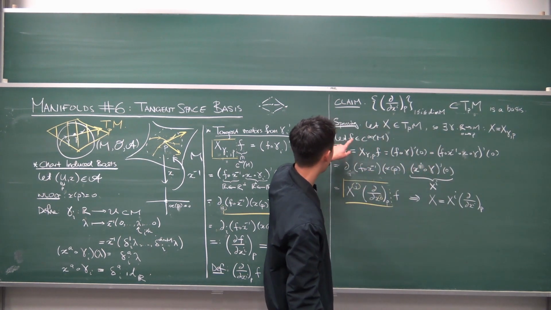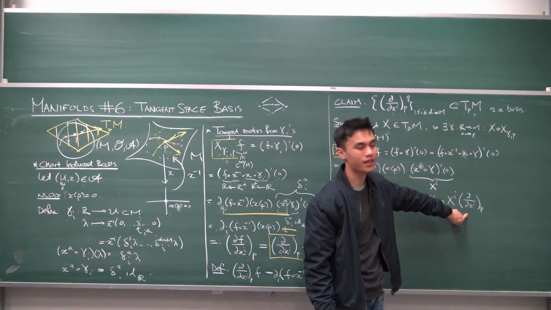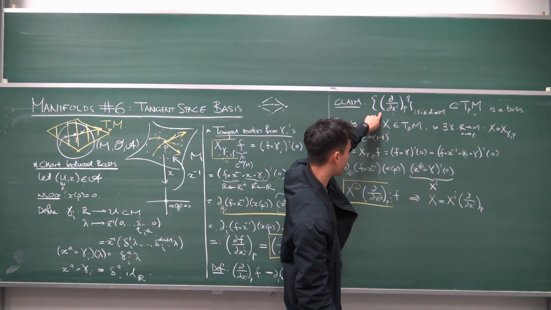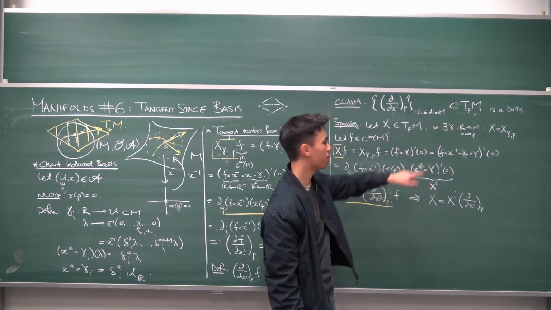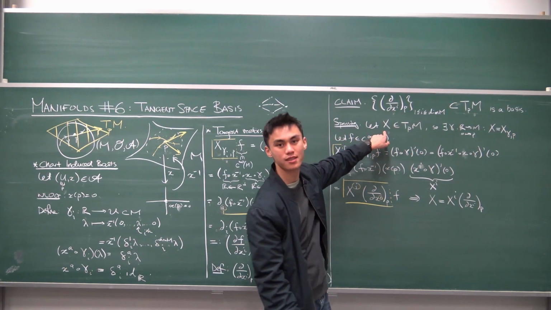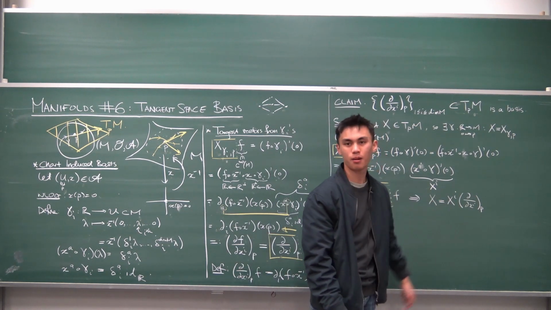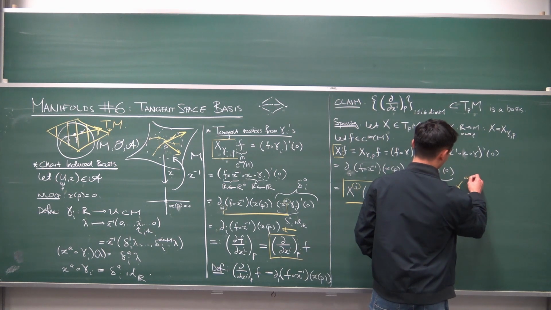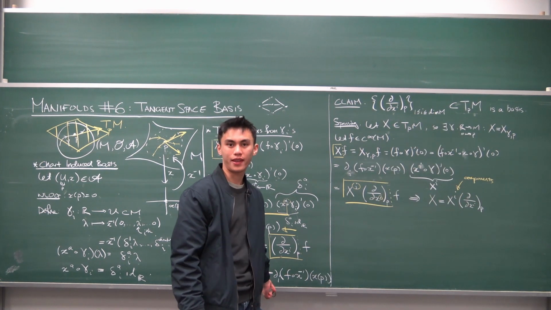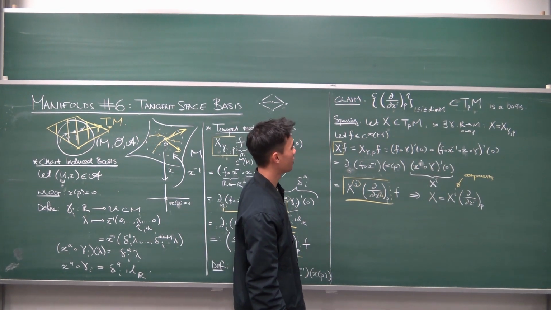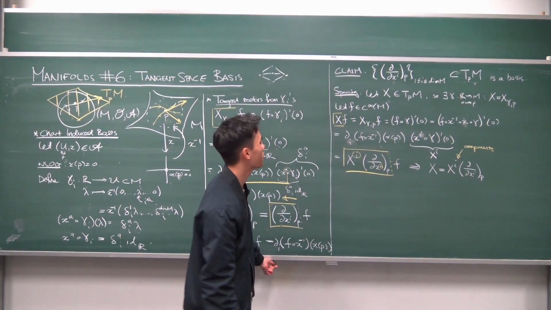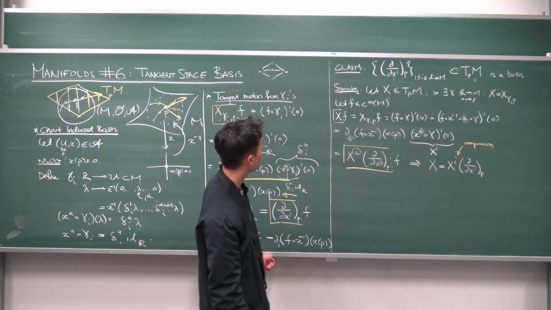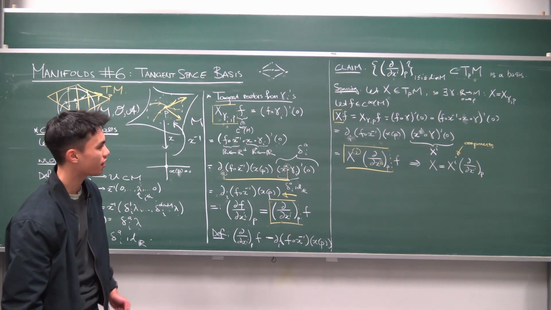So indeed, these del by del x^i, these derivative operators, do span the whole set T_pM, because we can write every single vector X in T_pM as a linear combination here. And these X^i, I told you before, are called the components. Okay, and there's one last thing to do, which is to show linear independence, and then we're done with this video. Now, to show linear independence, we do need one small ingredient, I guess.